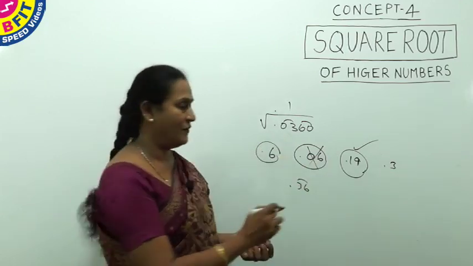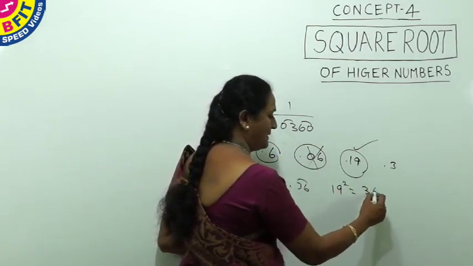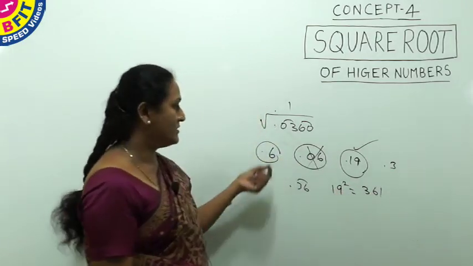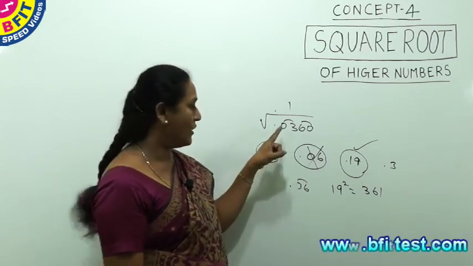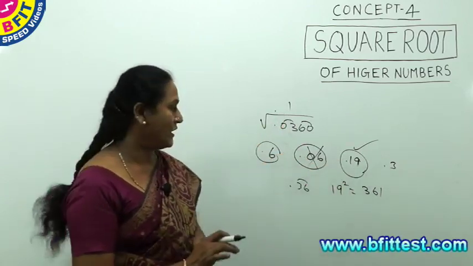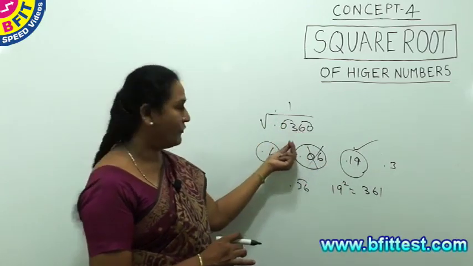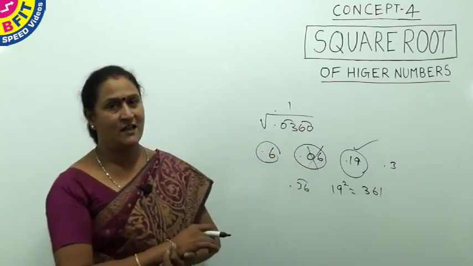And what is the square of 19? 19 square is 361. So this is a non-square number. Approximate values are, so the root of 0.036 is 0.19. So be sure that you don't take the root of 0.036 as 0.06 or 0.6.